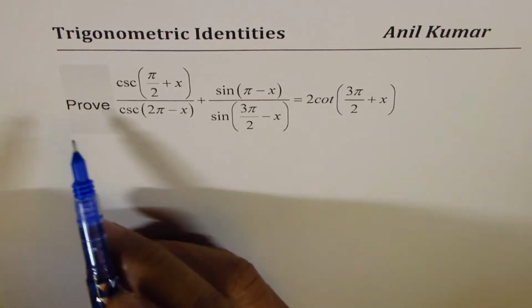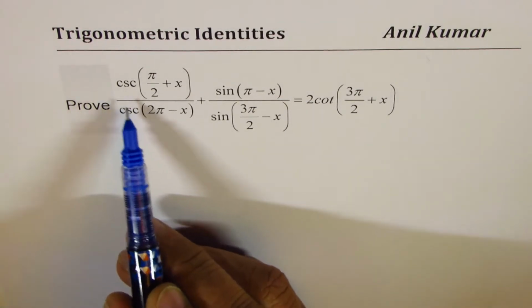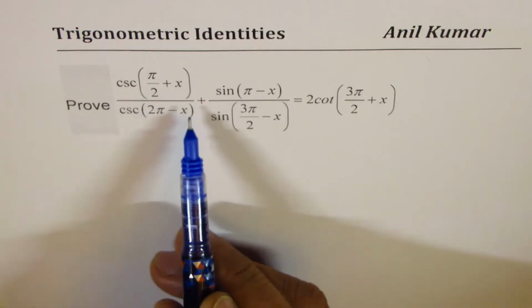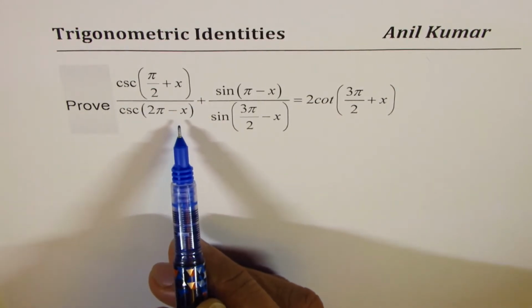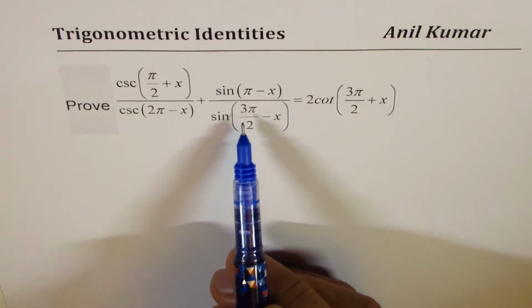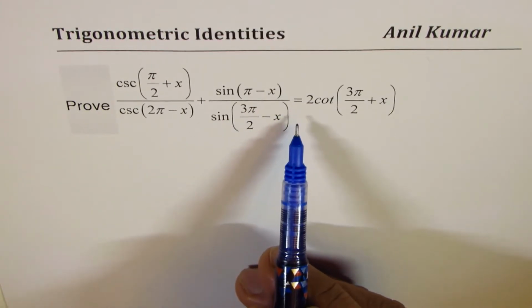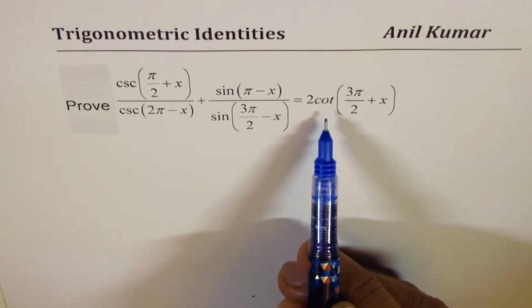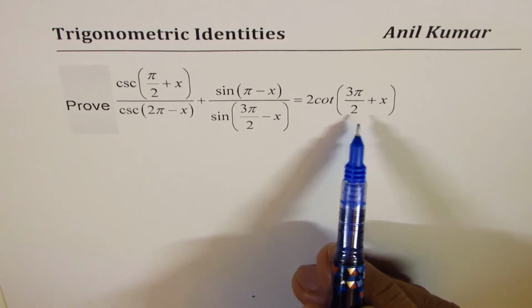The question here is to prove cosecant(pi/2 + x) divided by cosecant(2pi - x) plus sine(pi - x) divided by sine(3pi/2 - x) equals 2 cotangent(3pi/2 + x).